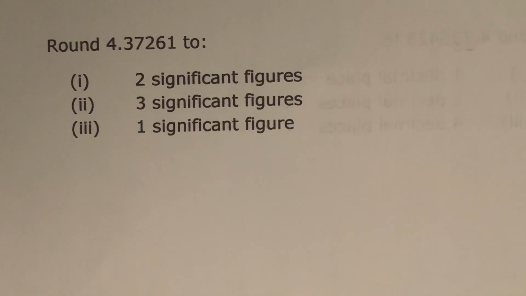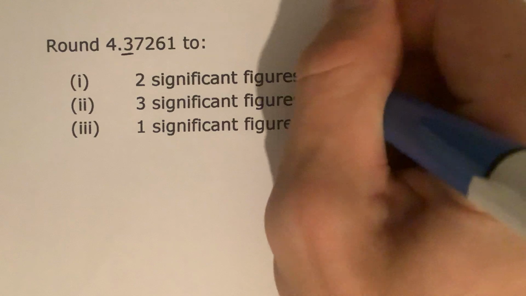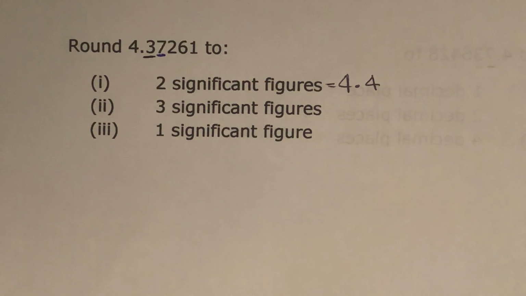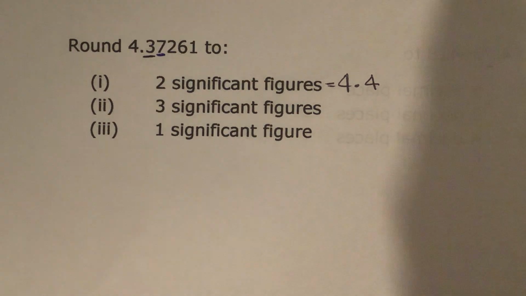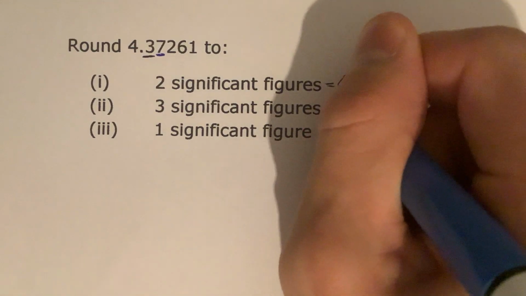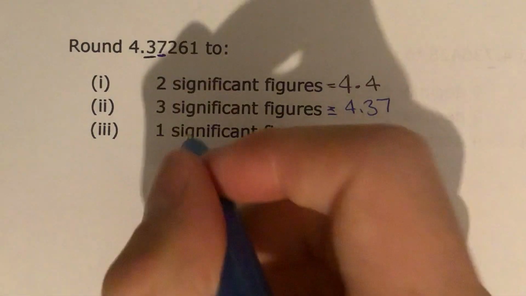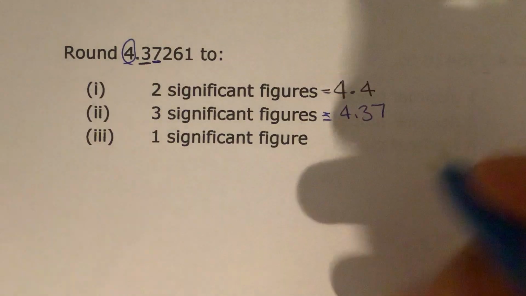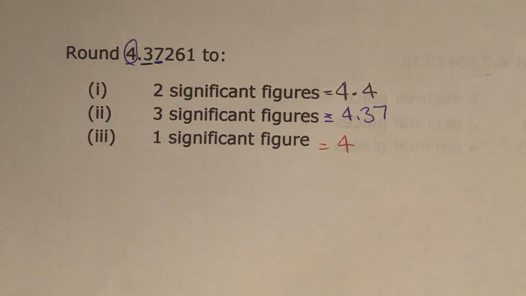Okay, 2 significant figures. So my second significant figure is the 3. The number after it is a 7, so we round up. So the 3 becomes a 4. 3 significant figures. My third significant figure is the 7. The number after it is a 2, so we round down. 1 significant figure, that's the 4 in that first significant figure column, so I'm rounding to the nearest whole number, so 4.